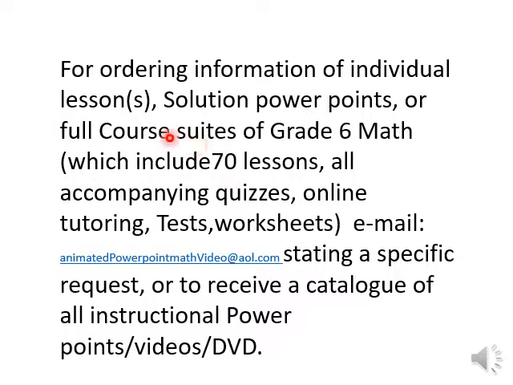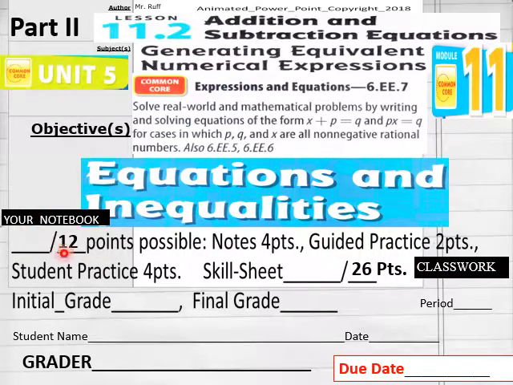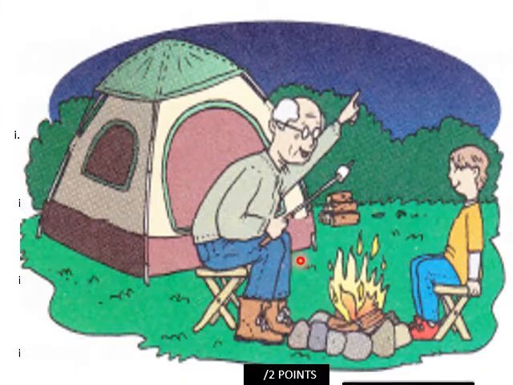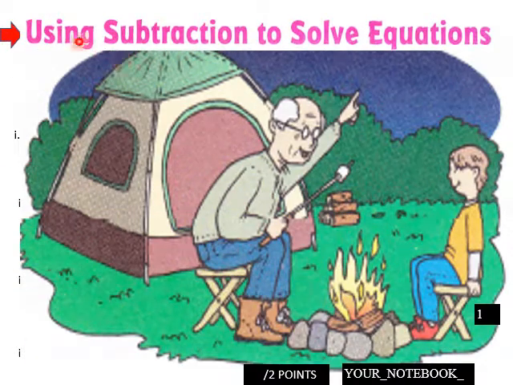Hello everybody, get ready to do lesson 11.2 part 2 of grade 6 math today. In 11.2 part 2, we have 26 points on your classwork sheet, and then 12 points will go into your notebook or notebook guide. Students, put your name, date, period here, and due date here for online and homeschool students. Let's go right into page 1 in your notebook entry.